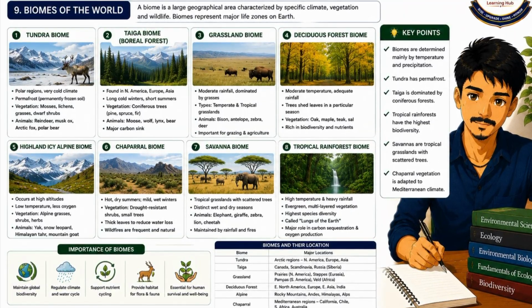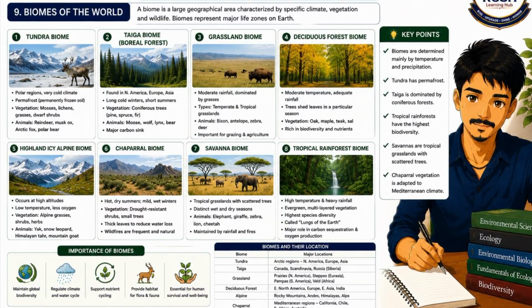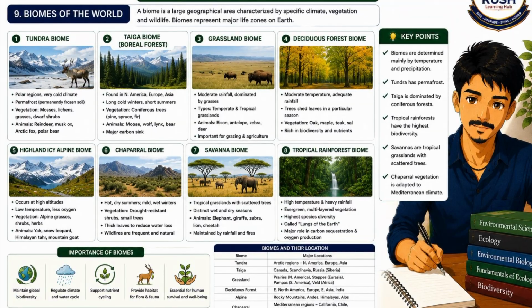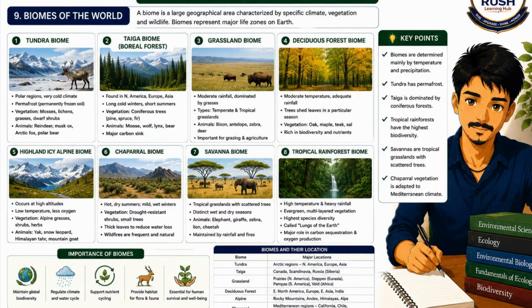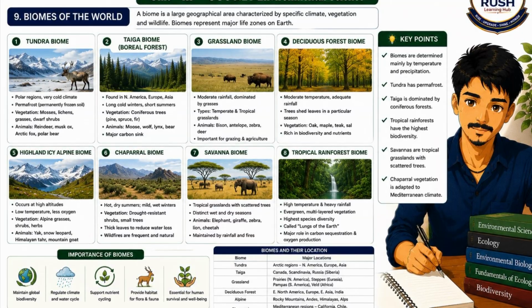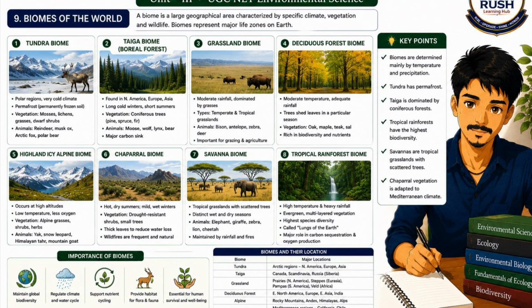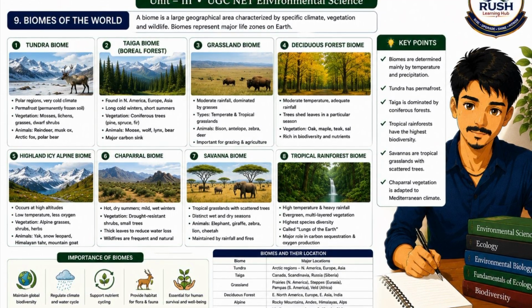The savanna biome represents tropical grasslands with scattered trees and distinct wet and dry seasons. Savannas support a rich diversity of herbivores and carnivores, including elephants, giraffes, zebras, lions, and cheetahs. These ecosystems are maintained by seasonal rainfall and periodic fires.